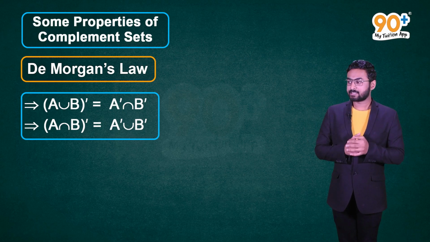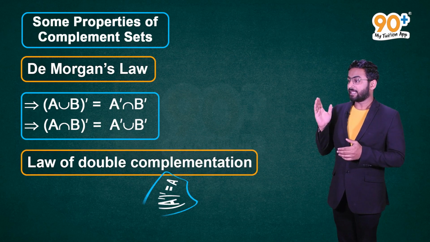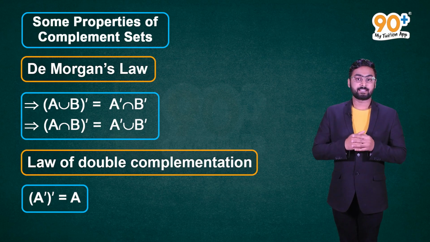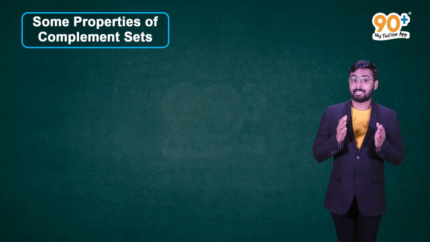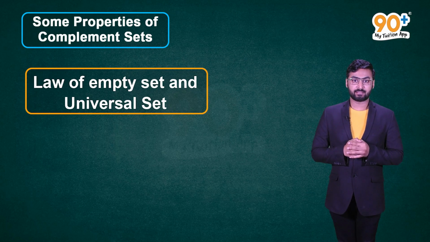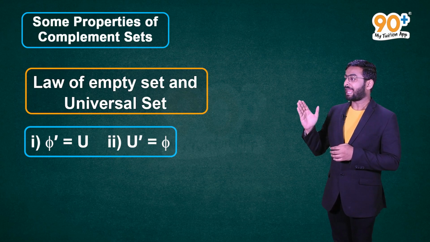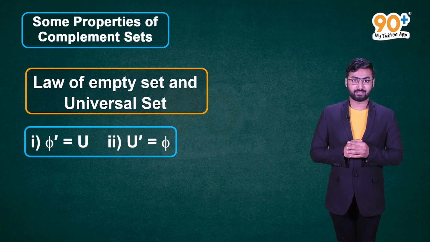The third one is law of double complementation. That is, A complement whole complement is equal to A. Next one is the law of empty set and universal set, and that is phi complement is equal to U and U complement is equal to phi.